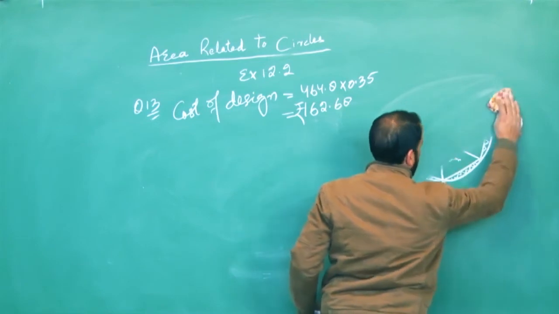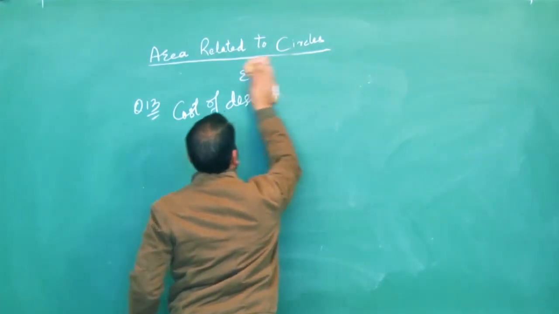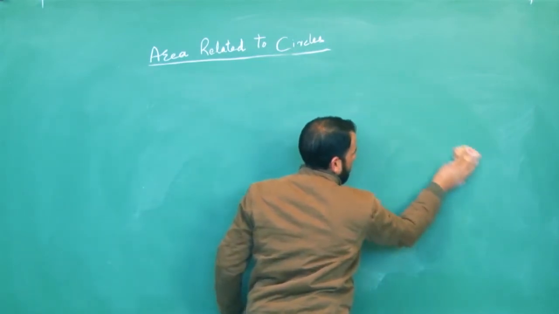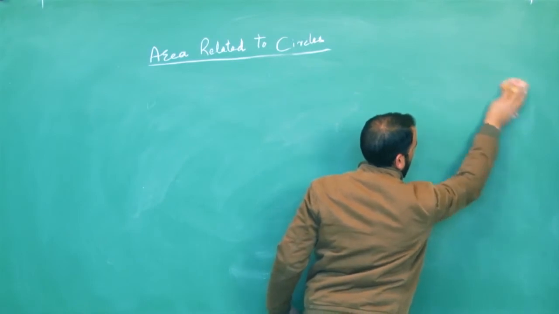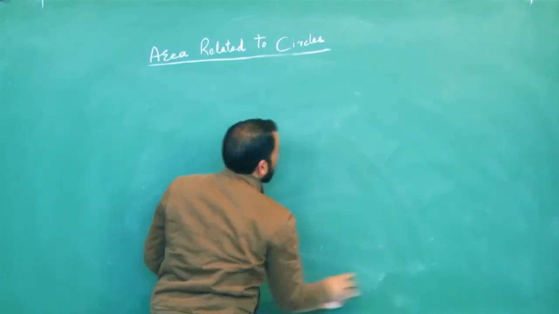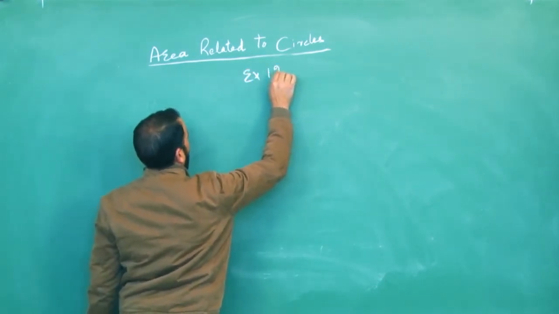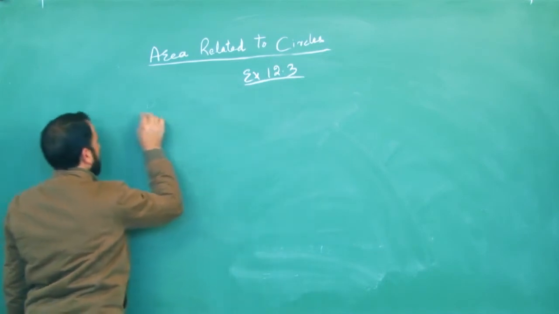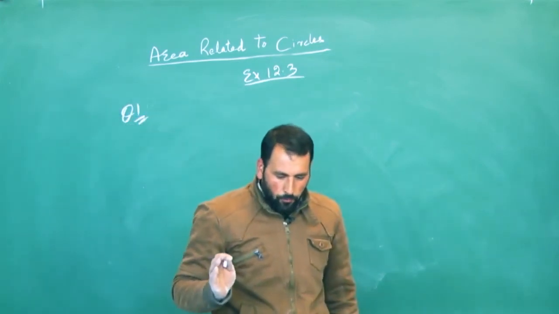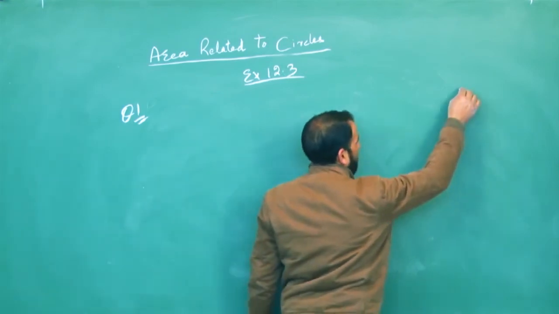It is next, Exercise 12.3, question number 1. These examples or these questions are based on combinations of figures. Exercise 12.3, question number 1 is, find the area of the shaded region given in the figure. Draw a figure.